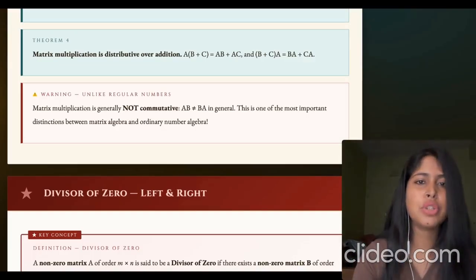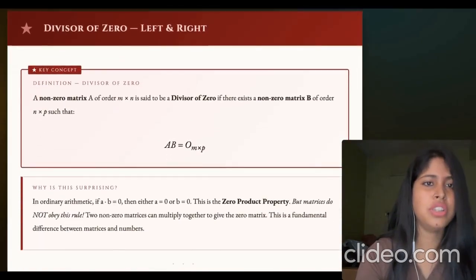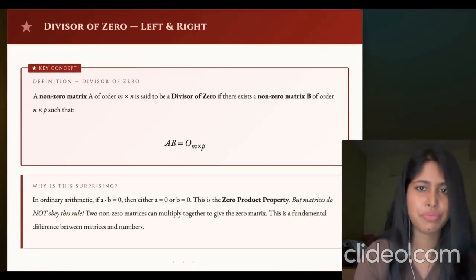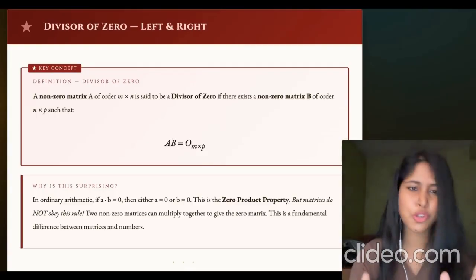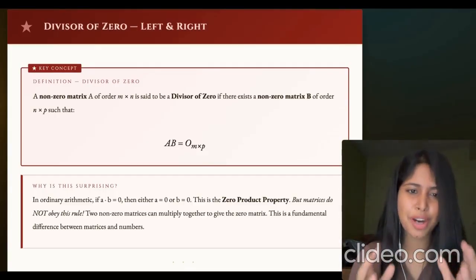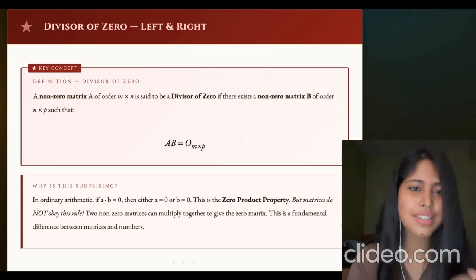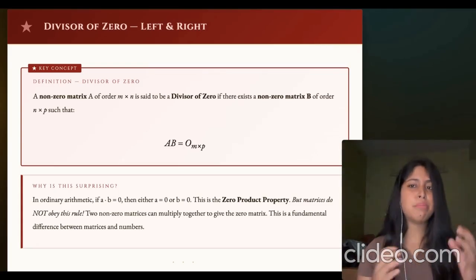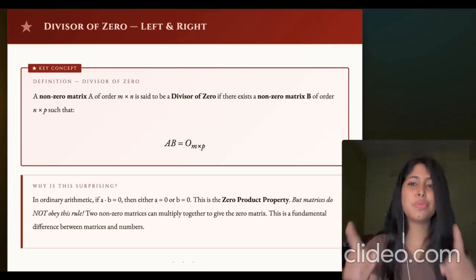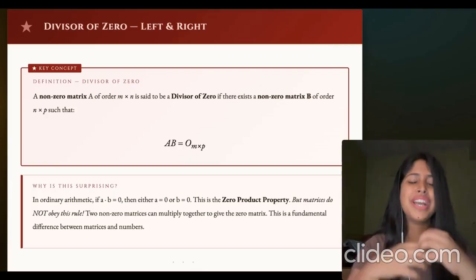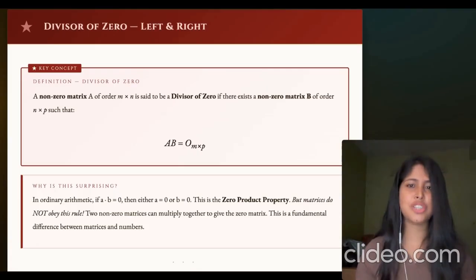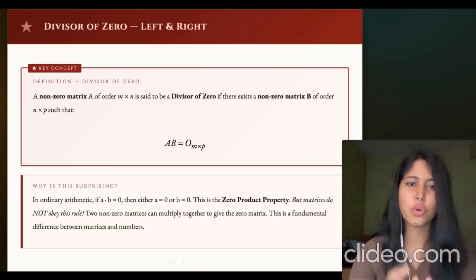Okay, coming to the highlight of today's section, which is divisor of zero. Now, everyone, stop what you're doing, this is the part of the video that I genuinely get excited about, because this concept, divisor of zero, is the moment matrices reveal just how different they are from ordinary numbers. Why am I saying that? Once you truly understand this, your entire understanding of matrix algebra will shift. Now sit up, grab your notebook, and let's go deep.